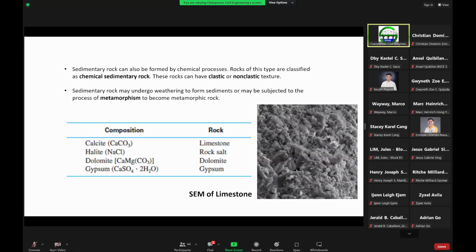So when you see caves, usually the rock material there is limestone. Even if I have not seen the rock material, but you tell me that there are caves there, then I already know that it's a limestone rock. The figure here on the right is an example of an SEM of a limestone, being magnified. So this is what you see when you try to magnify the limestone.